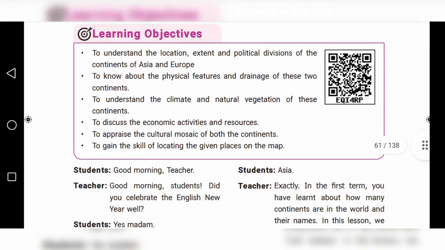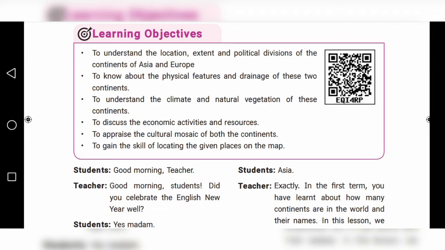Third one, to understand the climate and natural vegetation of these continents. Fourth one, to discuss the economic activities and resources. Fifth one, to appraise the cultural mosaic of both the continents. Last point, to gain the skill of locating the given places on the map.